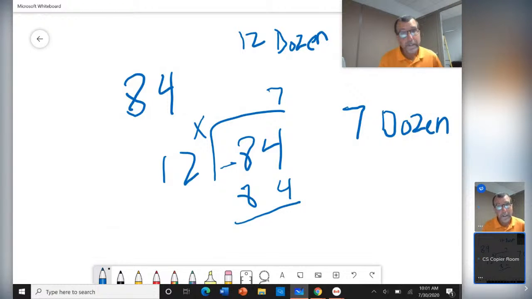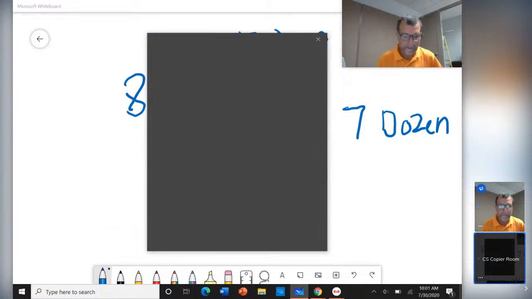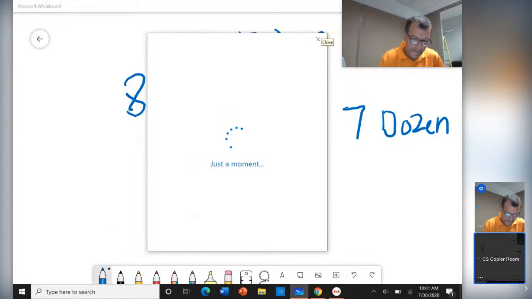Okay. If you didn't know what a dozen was, that might be a little bit difficult, but I think most of us know 12 eggs make a dozen. I think that'd be the most simple one. Okay. Let's try another one here.